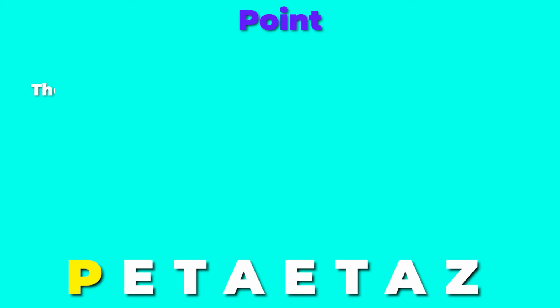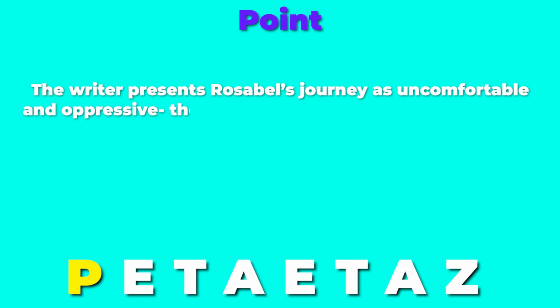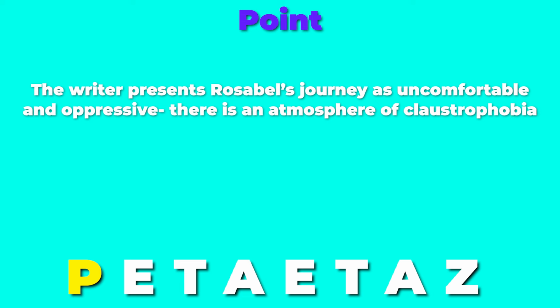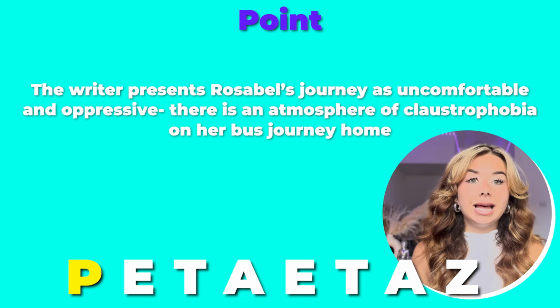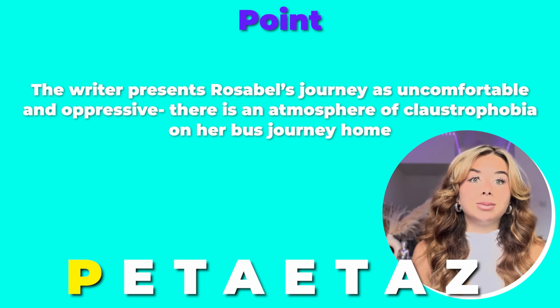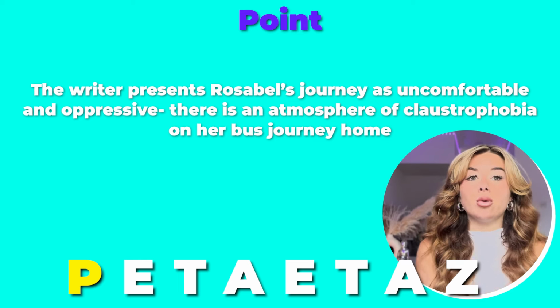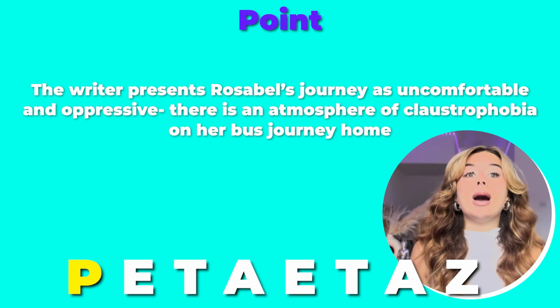My point: the writer presents Rosabel's bus journey as uncomfortable and oppressive. There is an atmosphere of claustrophobia on her bus journey home. You can see that my point is very, very clear. I've answered the question, that the writer has presented the bus journey as oppressive and uncomfortable, and I've just given a bit more of an explanation about it, saying what atmosphere it creates.